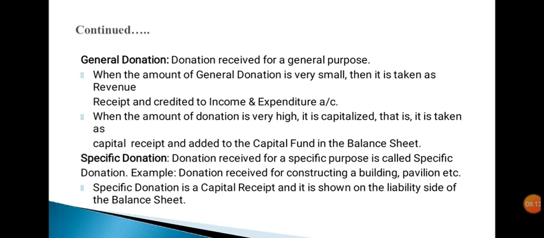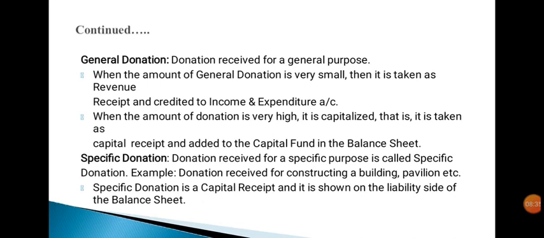When the amount of donation is very high, for example, say 1,000, 5,000, 10,000 and so on, then it must be capitalized and it is taken as a capital receipt and added to the capital fund in the balance sheet. So these are the provisions related to general donation.